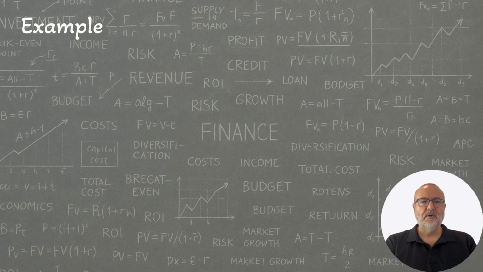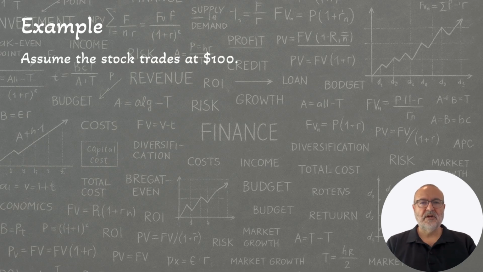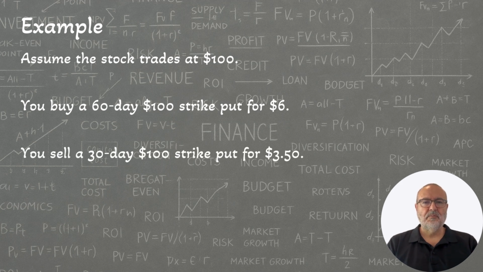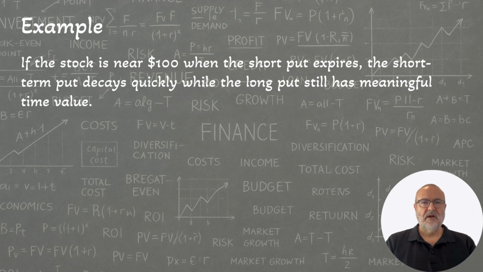Let's look at a numerical example. Assume the stock trades at $100. You buy a 60-day $100 strike put for $6. You sell a 30-day $100 strike put for $3.50. Your net cost is $2.50. If the stock is near $100 when the short put expires, the short-term put decays quickly while the long put still has meaningful time value.